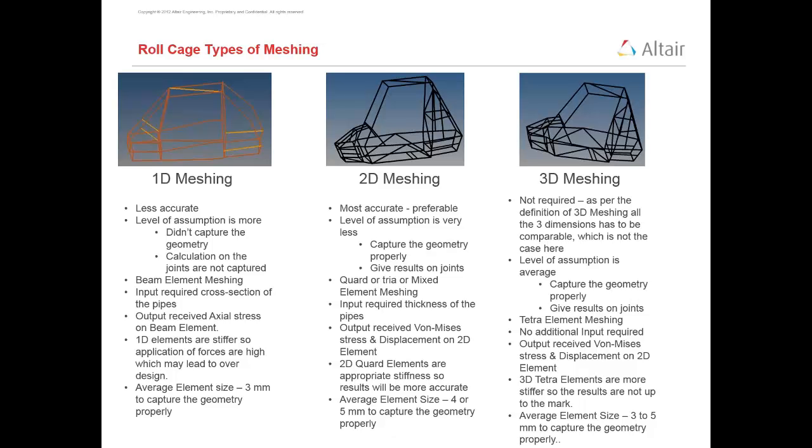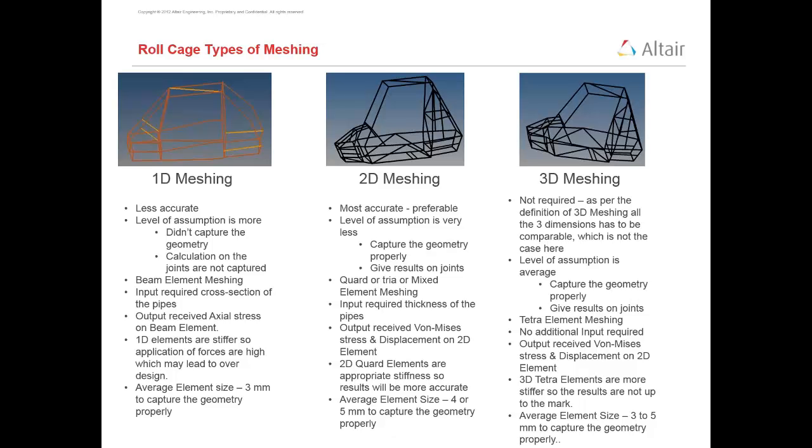So 1D is less accurate. Why? The level of assumption is more. As 1D element didn't capture the geometry properly, calculations on the joints are not captured. So the element type here is beam element. Input required is the cross section of the pipes. Output received is axial stresses on the beam. Then 1D elements are stiffer, so application of force is higher, which may lead to over design. You can take the average element size as 3 mm to capture the geometry properly.